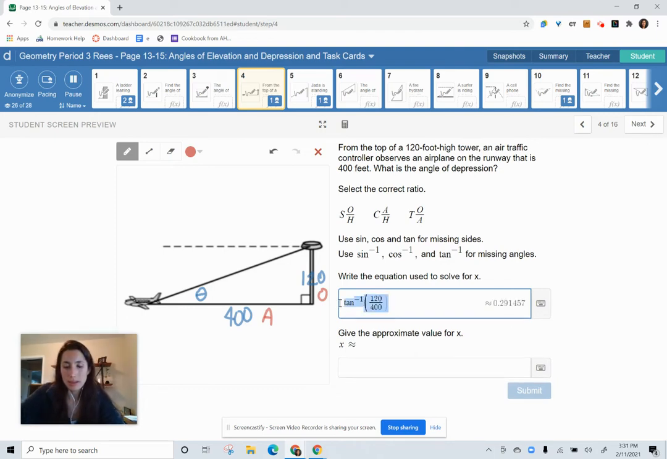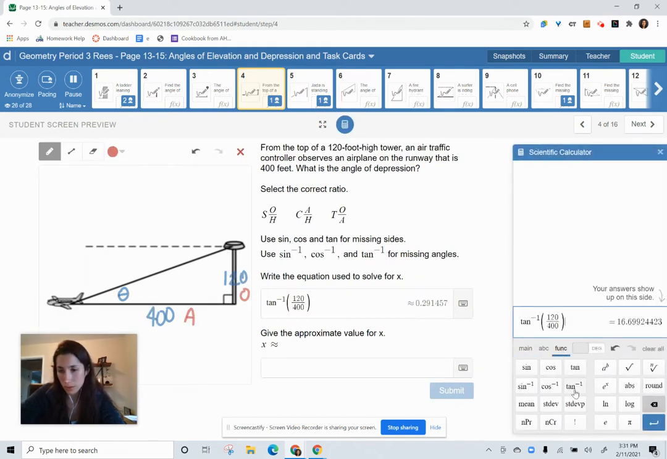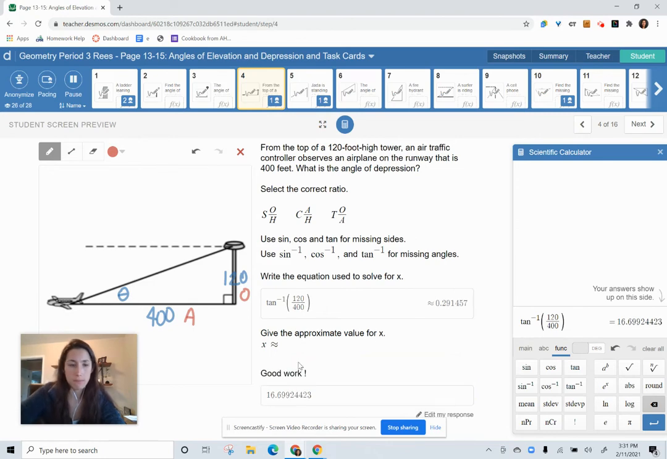And again, that's not in the proper format calculator mode, and I can't change that one for some reason. So I'm just going to type that here, or you can type in this as well. This would be 16.699.